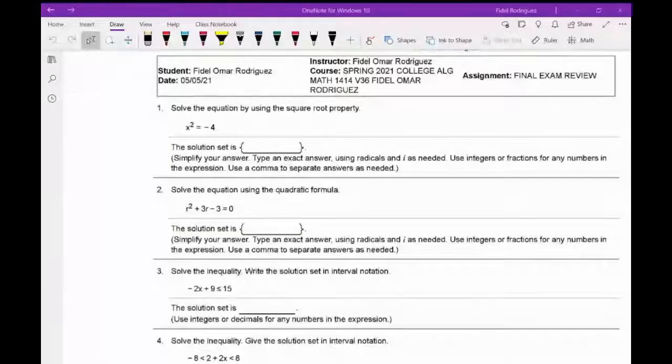Up in my OneNote so I can show you what I got here. Really what I wanted to do this evening was answer any questions that you might have out of the review. If there's any questions in particular, you can turn on your mic and say, sir, can you do number 7 or number 15, whatever happens to be. Or if you feel more comfortable, you can definitely put it in the chat.